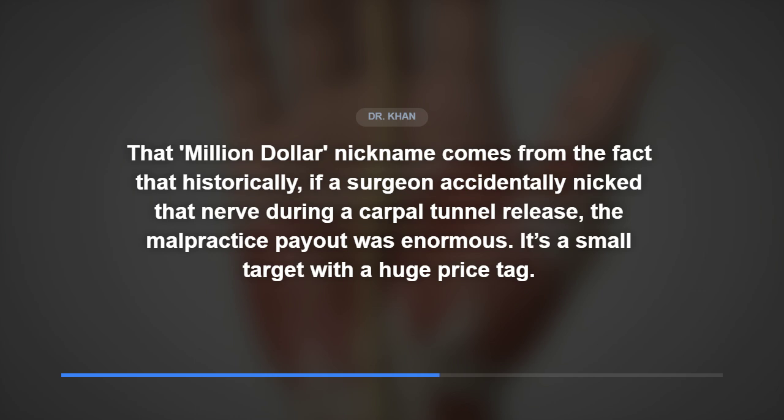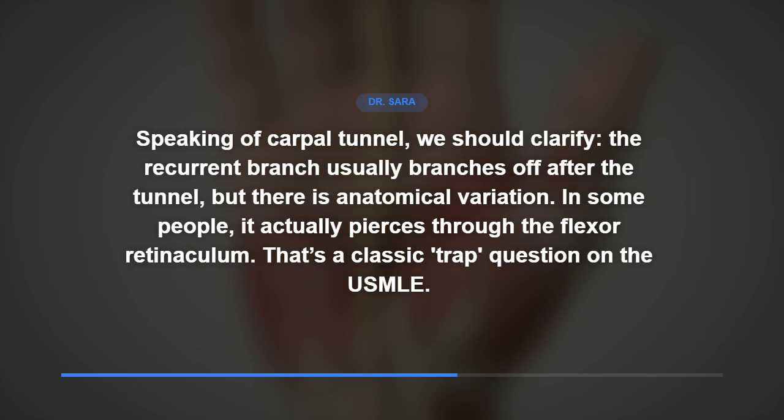That $1,000,000 nickname comes from the fact that historically, if a surgeon accidentally nicked that nerve during a carpal tunnel release, the malpractice payout was enormous. It's a small target with a huge price tag.